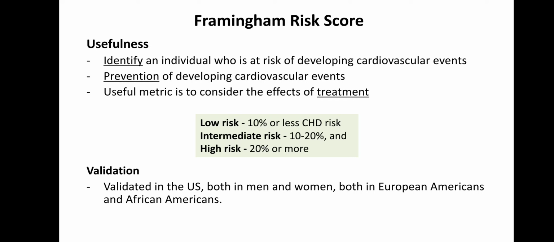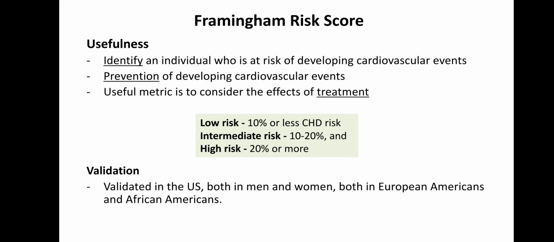So low risk means 10% or less CHD risk. Intermediate risk is 10 to 20%, and high risk is known when it is 20% or more. The corresponding points are allotted to the patient, or you can say calculated from the patient's description.